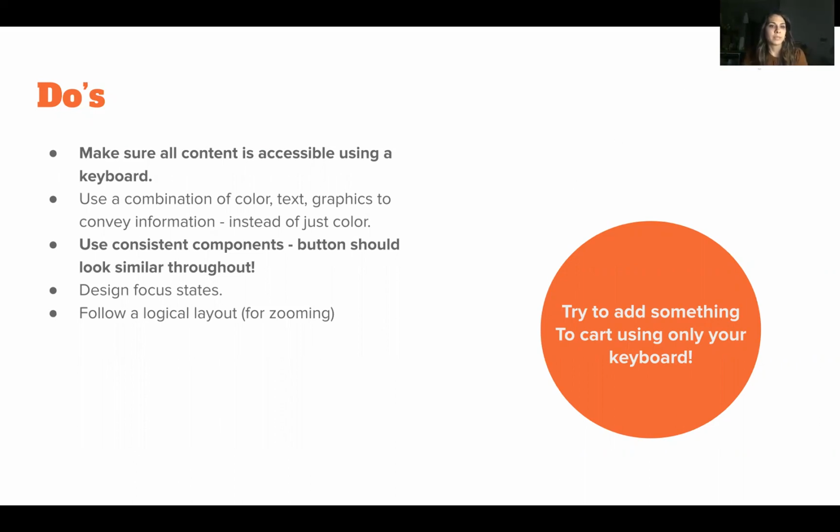And also use a combination of color, text, and graphics to convey information instead of just color. Because sometimes, if you have a graph and you're just saying, oh, look at the green, and somebody can't see the green, then it's not going to make any sense. Also, use consistent components. Buttons should look similar throughout your entire app or website, just to help with predictability if somebody has trouble with vision.